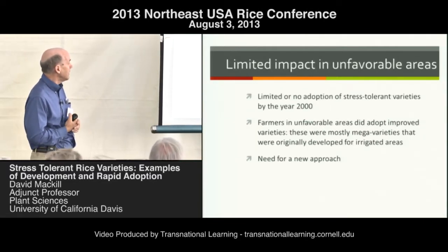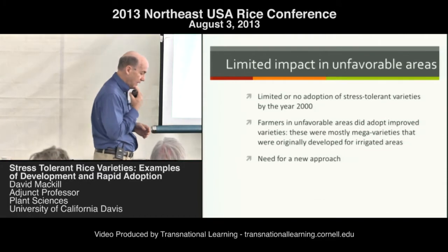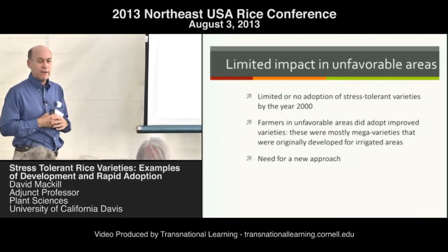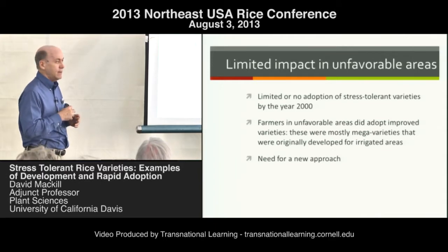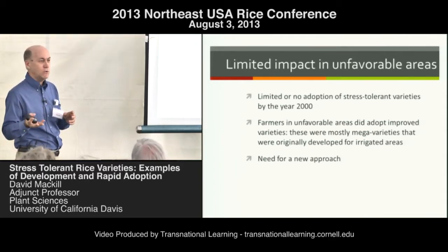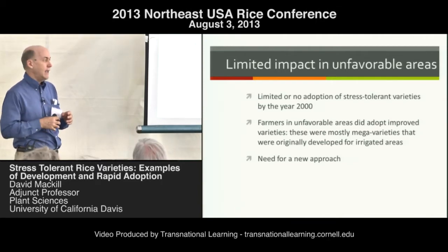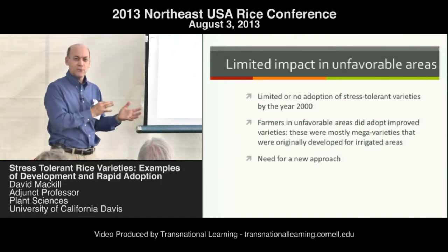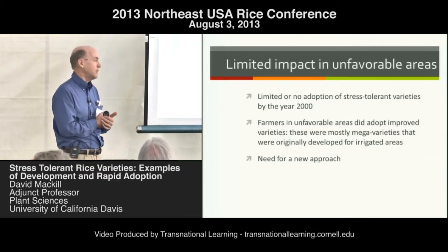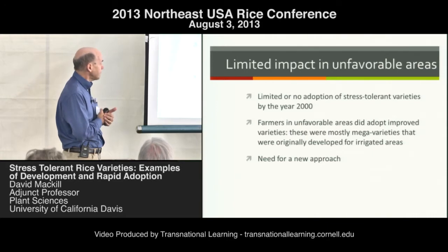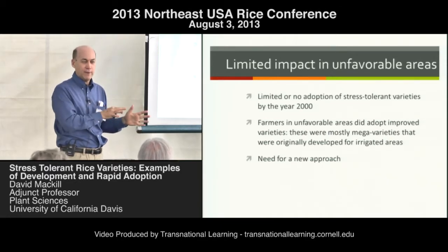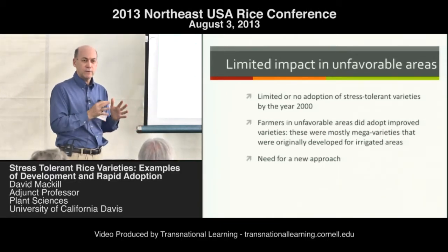So I had worked at Erie during the 1980s, and I had been working on submergence and drought and other things. And then in the 1990s, I left Erie and I came to University of California, Davis, and I was working on rice genetics. And then in 2001, I returned to Erie to work again there in the breeding department. So when I went back in 2001, I was looking at these unfavorable rain-fed areas, to see what had happened during the time that I was gone from Erie.